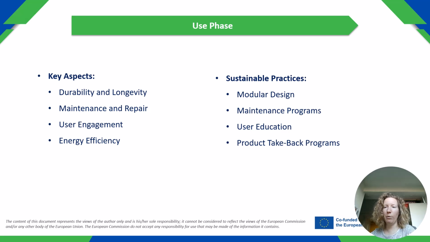Now let's see some sustainable practices in the use phase. For modular design, there could be interchangeable parts. That is, designing furniture with parts that can be easily replaced or upgraded, allowing users to keep their furniture longer. Or adaptability, that is, creating modular designs that can be reconfigured for different uses, extending the product's functional life.